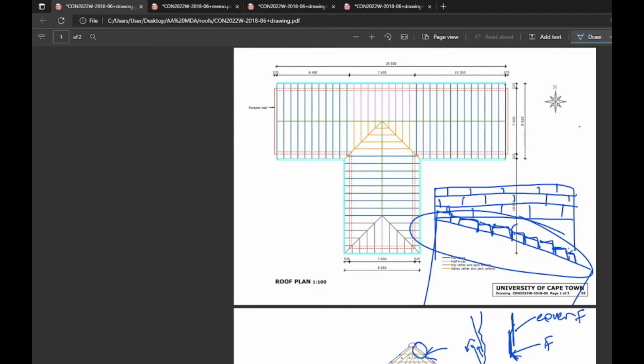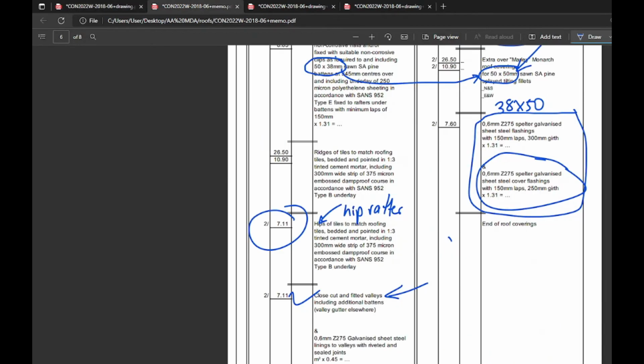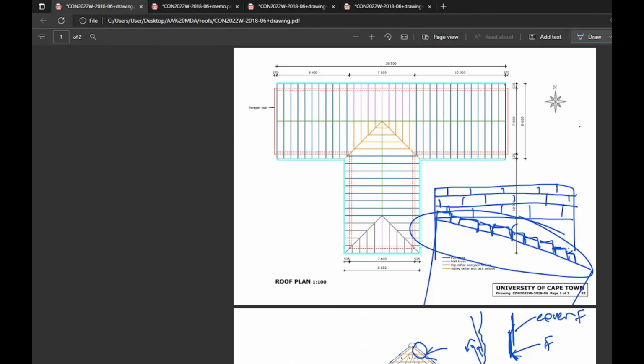Okay, and what happens here is it's taken. Let's just take a look at the dimension. 7.60. It is taken, and what's convenient about that dimension is that it goes right up to the edge of the brickwork, and again right up to the edge of the brickwork. So you can take that.